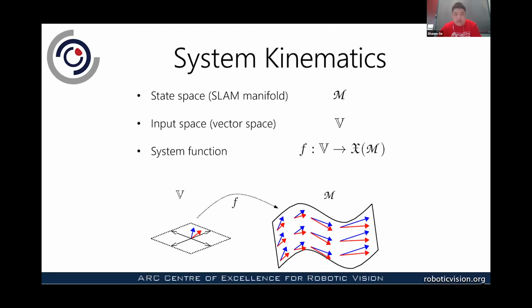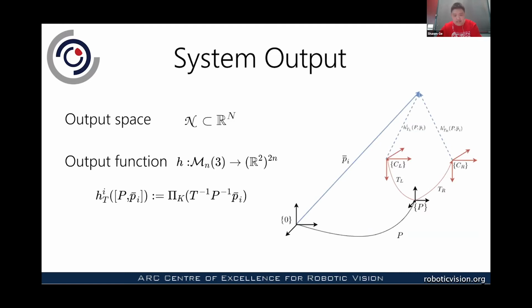And we also have an input space V, which is a vector space. Then we have a system function f, which for any vector v in the input space gives a vector field on the manifold. And of course, since we are designing an observer, we need a system output as well. So in this stereo camera case, we model the system as a robot with two rigidly attached cameras. The output is a measurement from the two cameras, and h is the output function. Capital Pi is a camera projection function, and T is a camera offset from the robot.